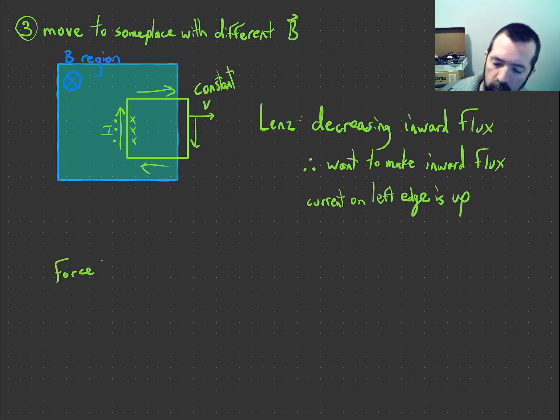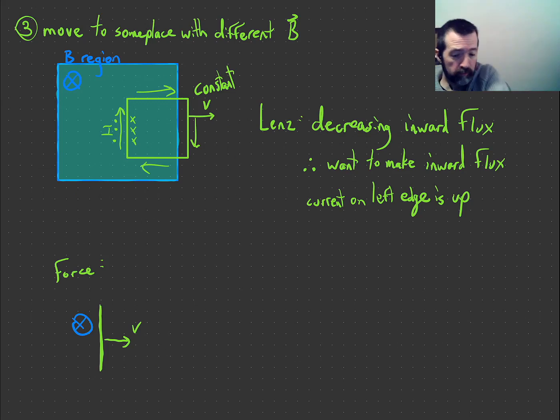If you want to think about the force version, it is pretty easy this time. I have this wire. I know that the wire is going that way. And I know that the magnetic field goes into the screen. So right-hand rule, V is to the right, B is into the paper. That gives me a result with my thumb that points up.